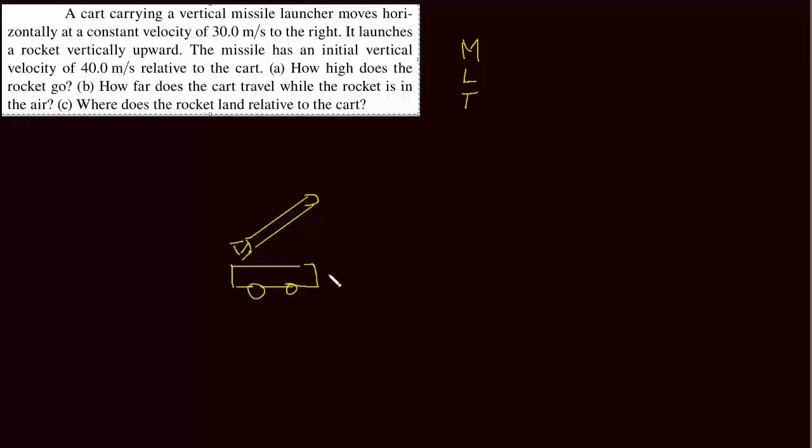It says that it's moving at a constant velocity, 30 meters per second to the right. So let me write here, it is moving in this direction with the velocity v, and I write the values here. So v is 30 meters per second.